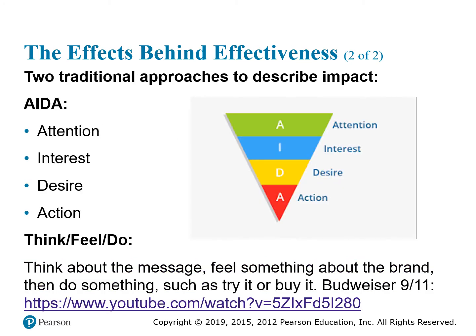So there are two traditional approaches to describe the effectiveness of an ad. One, it needs to get our attention. Maybe LeBron James gets our attention. It keeps our interest because now there are a lot of other celebrities in the ad. There's a desire to be like them. And then the action is that we like Nike products and we feel connected with the brand. It's called Think, Feel, and Do, AIDA. Think about the message, feel something about the brand, then do something, such as try it or buy it.